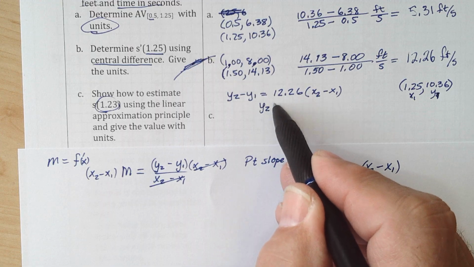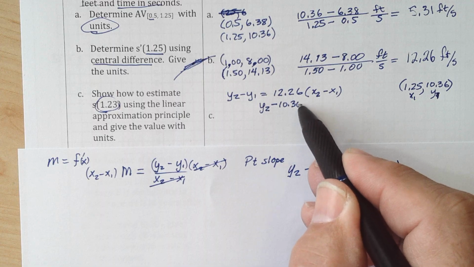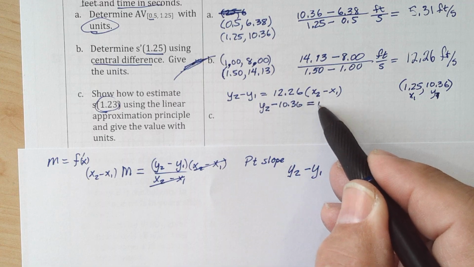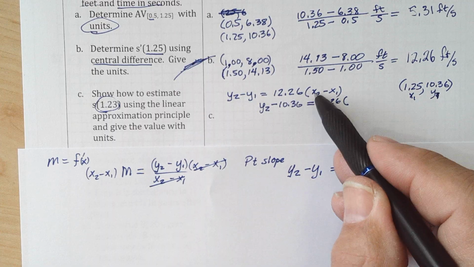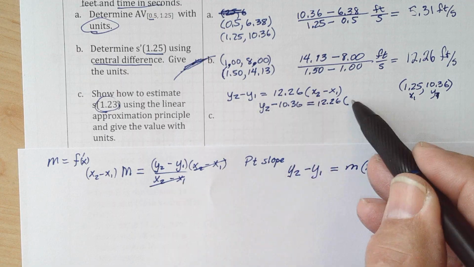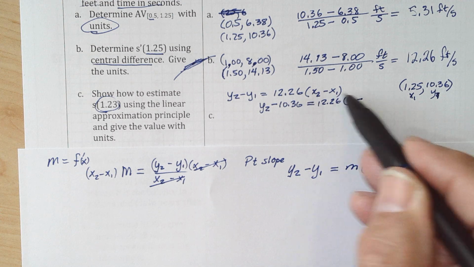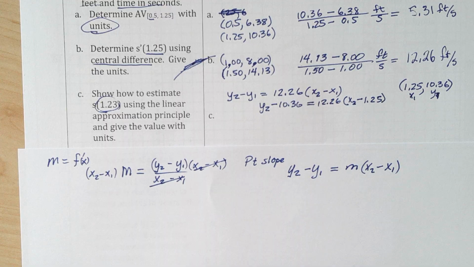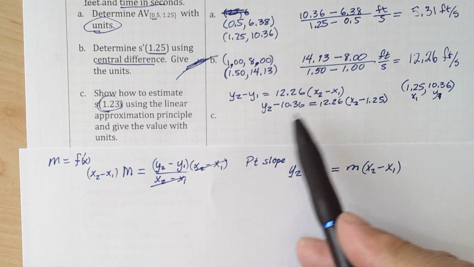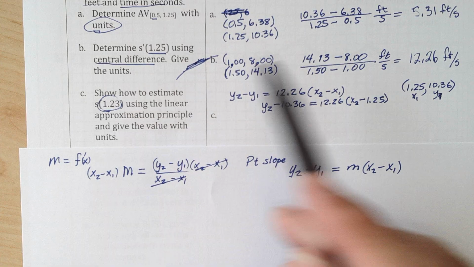y2 minus 10.36 equals 12.26 times x2, which we don't know, just like we didn't know y2, minus x1, which we're calling 1.25. Now, the only thing we don't know is the other point. Well, the other point is the one we want to estimate when x is 1.23.